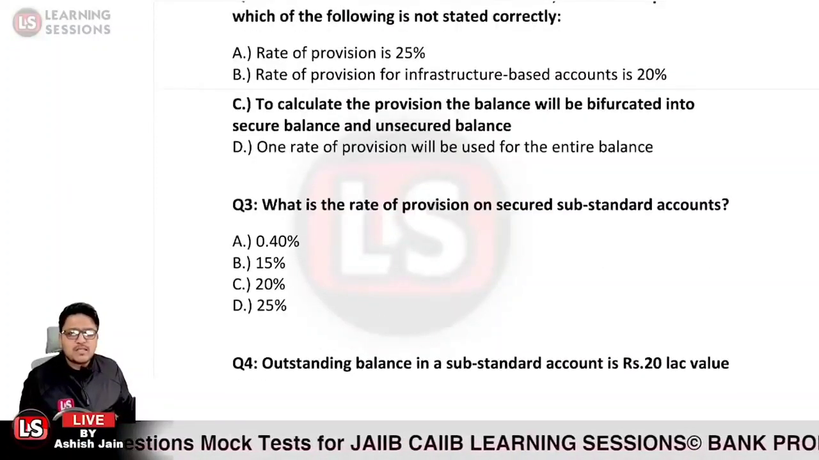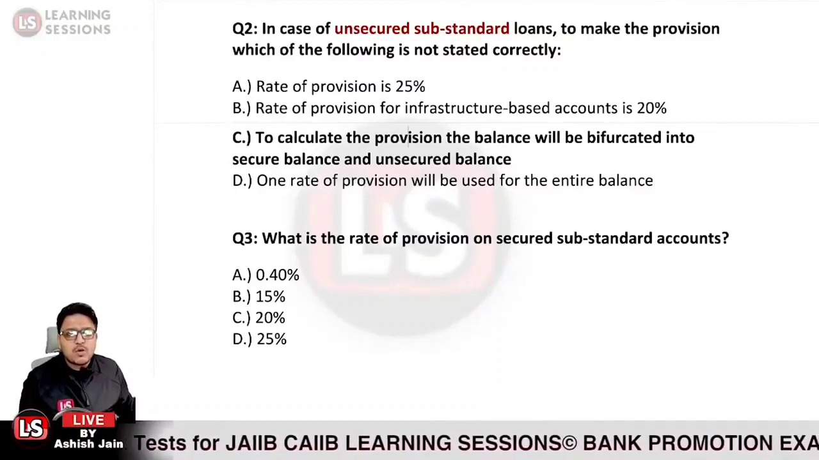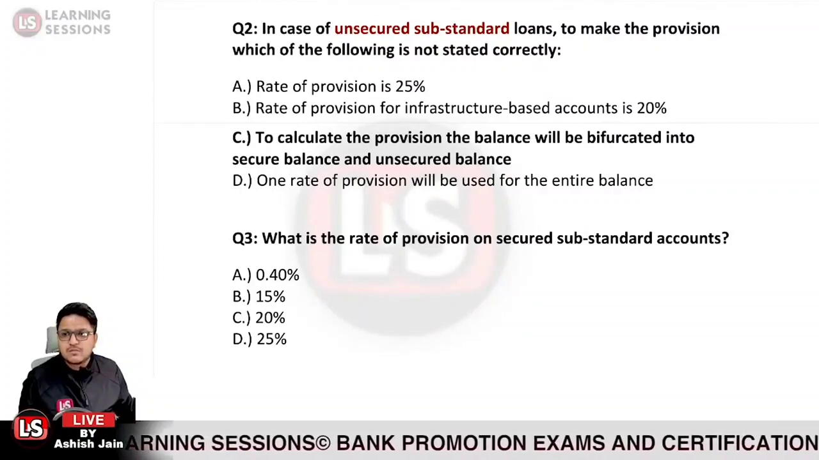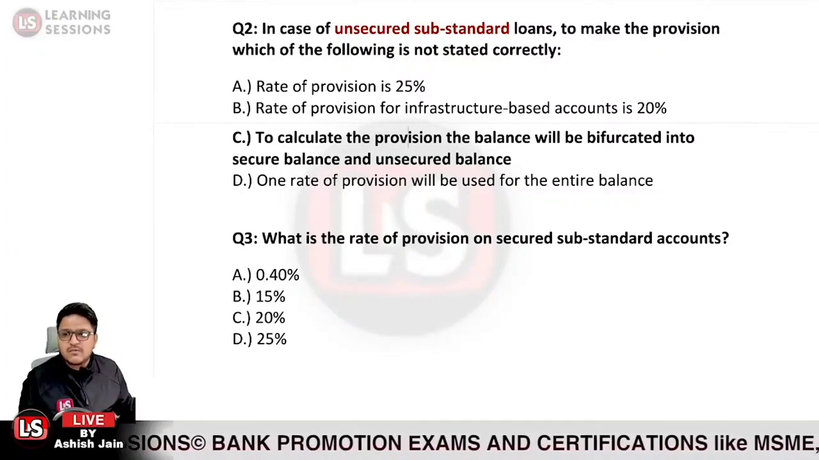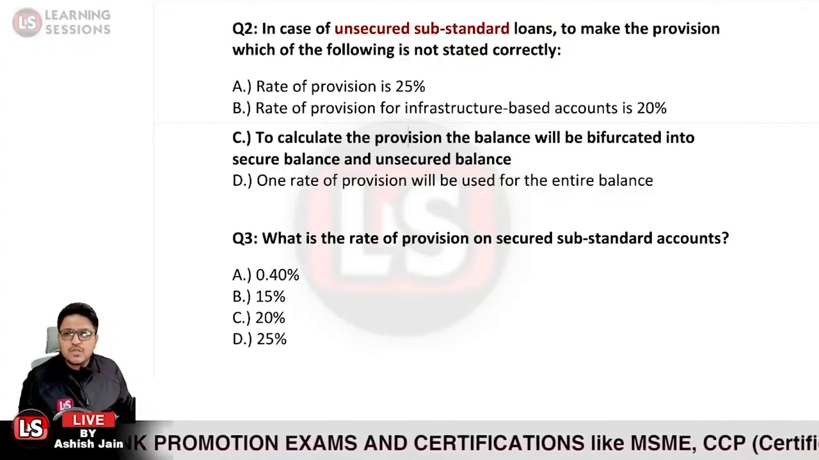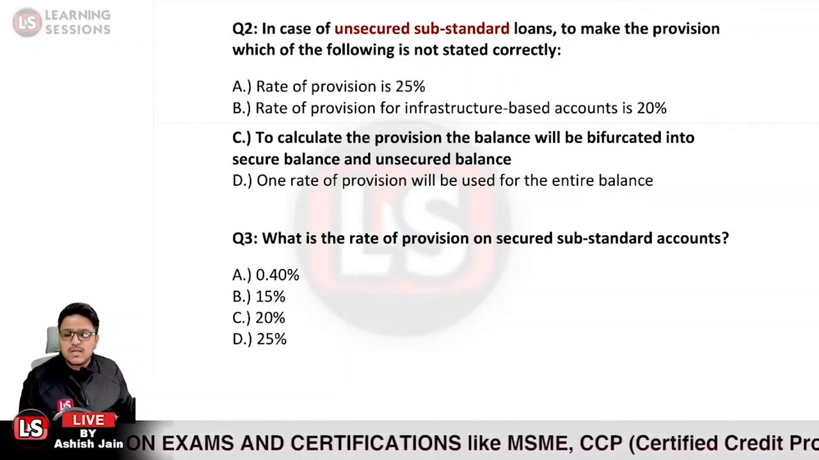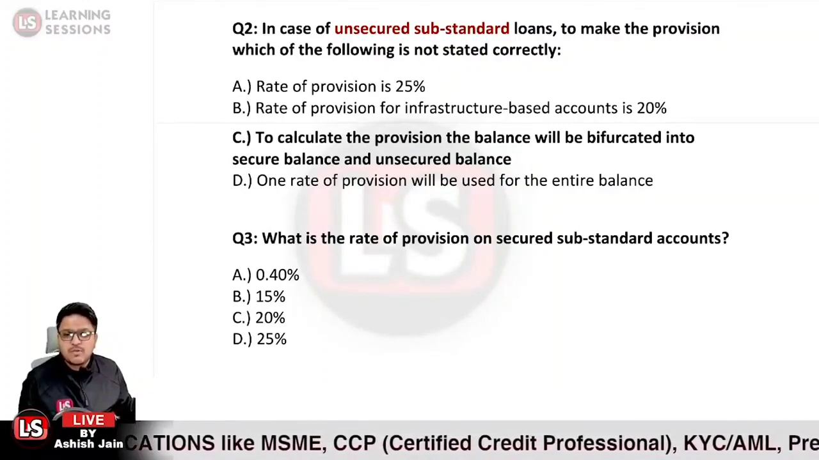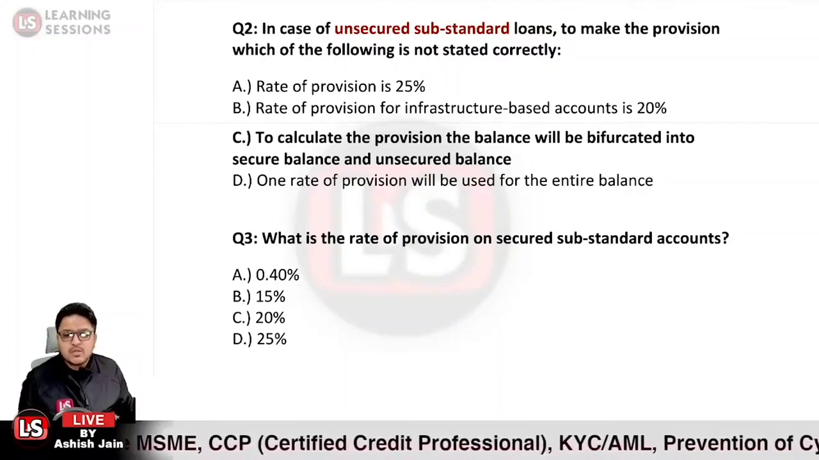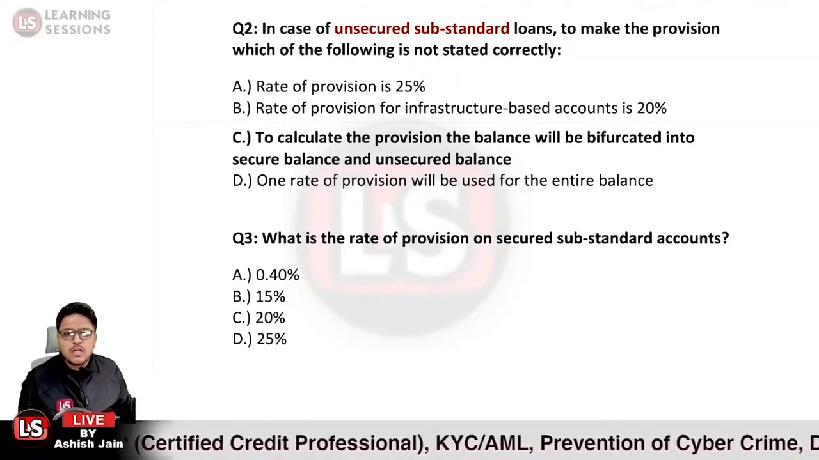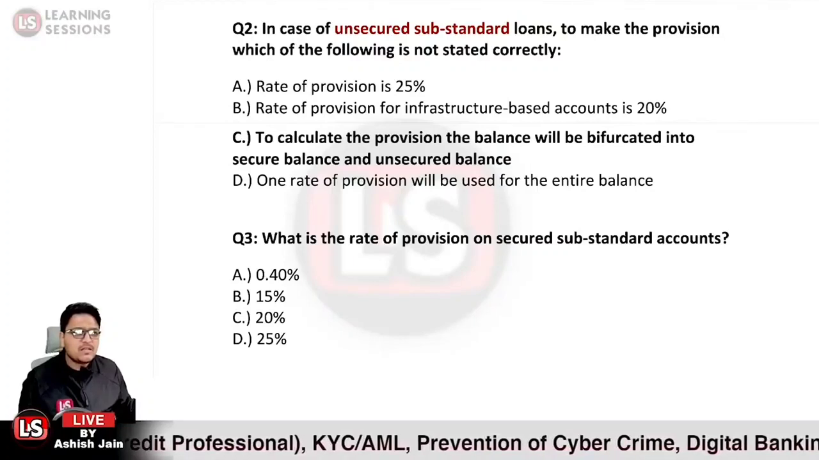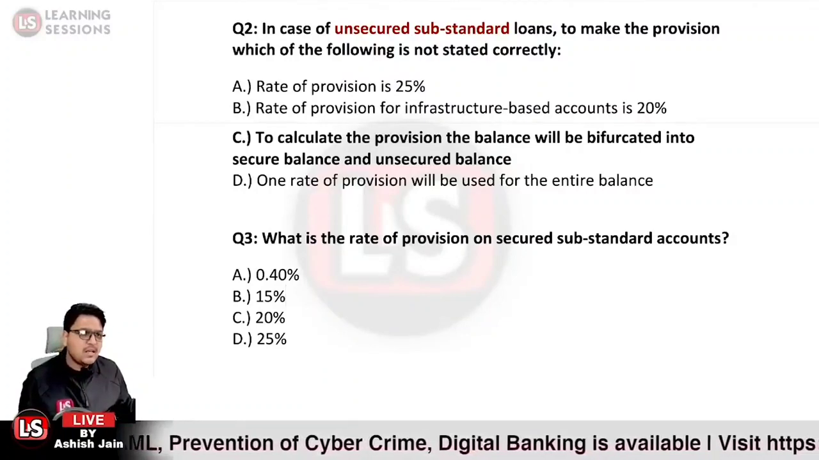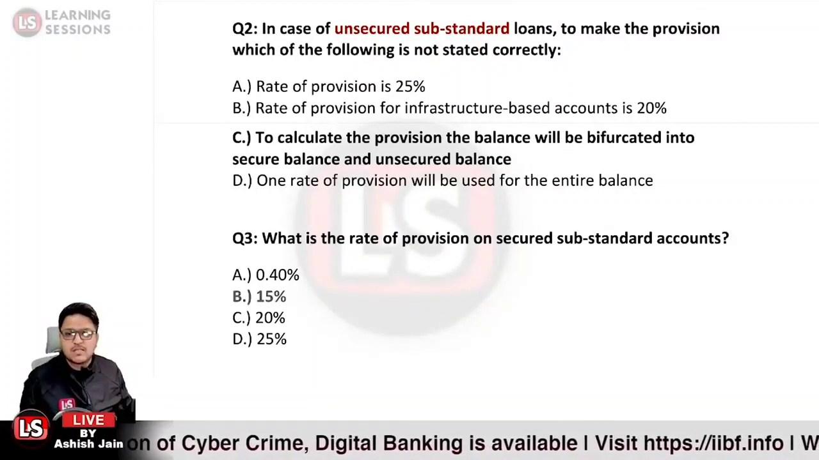Question number 3 says, what is the rate of provision on secured substandard accounts? Kindly please do answer at the earliest. What will be the rate of provision applicable on the secured substandard accounts? Would it be 0.4%, 15%, 20% or 25%? So for question number 3, option B, that is 15%, is the right answer. Ravi Nanabala has answered correctly at the earliest.